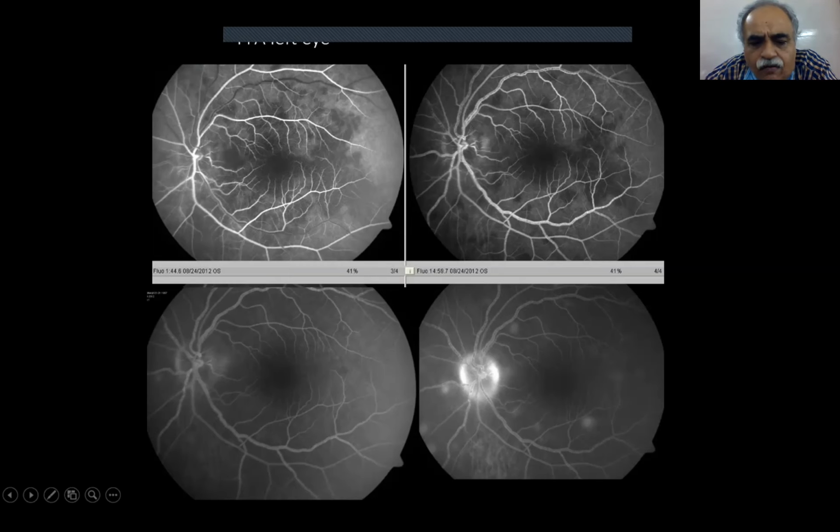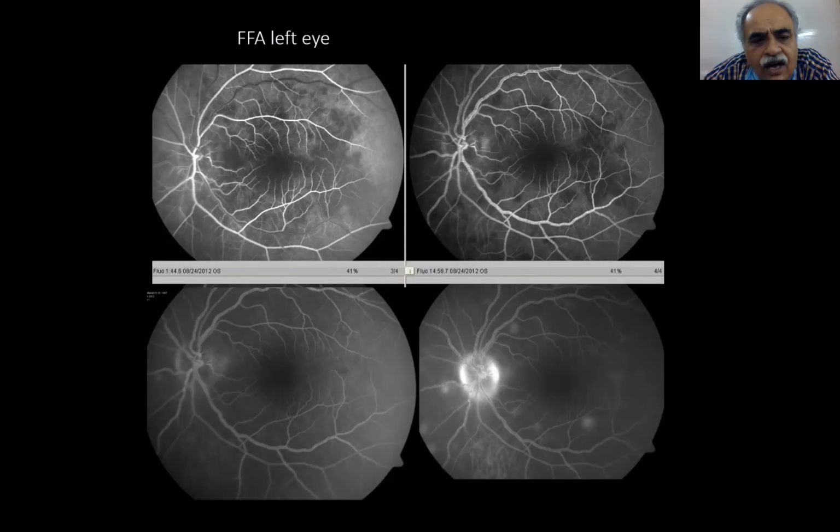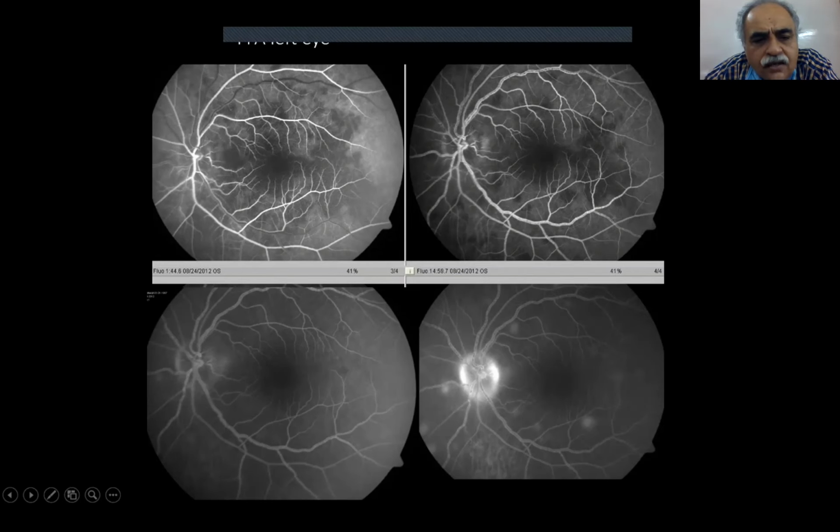Another very important finding that you must note is that the optic nerve head is not filling up. You notice in the optic nerve head, there is no filling. Now, when you have a patient where the optic nerve head is not filling up, it is arteritic AION. If you have a non-arteritic AION, you will have some hypofluorescence, as I showed you in the previous patient. But when you have absolutely no filling of the optic nerve head, this is arteritic AION. And what is the treatment of arteritic AION? Steroids. Then you do the biopsy, then you do the ultrasound.